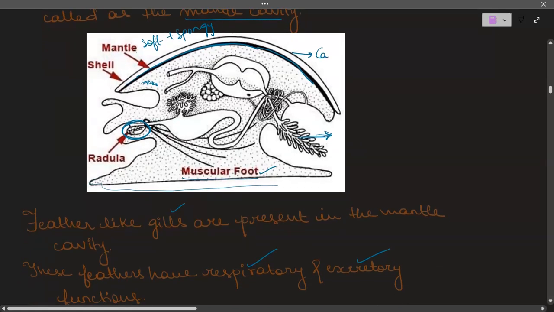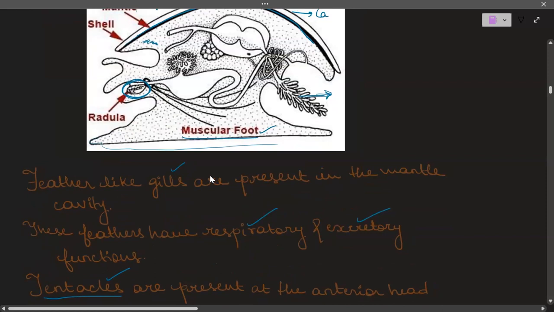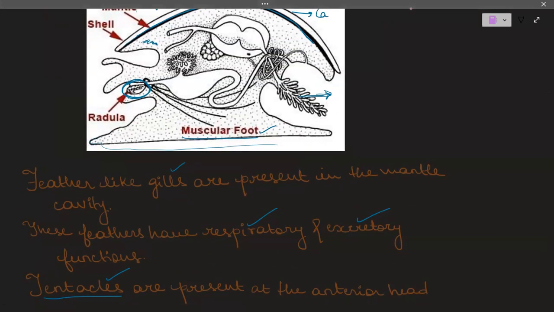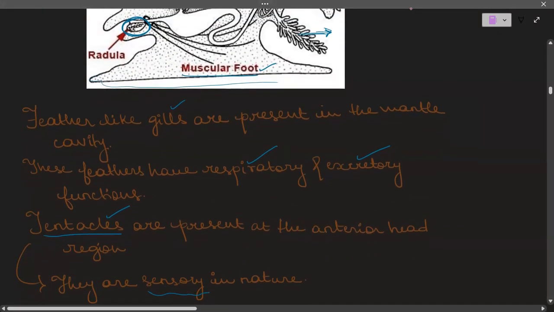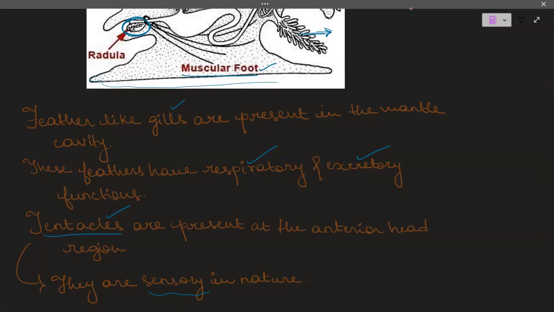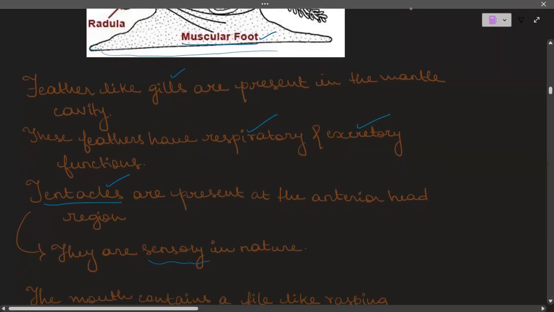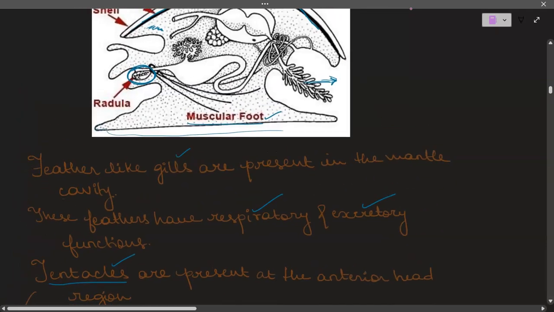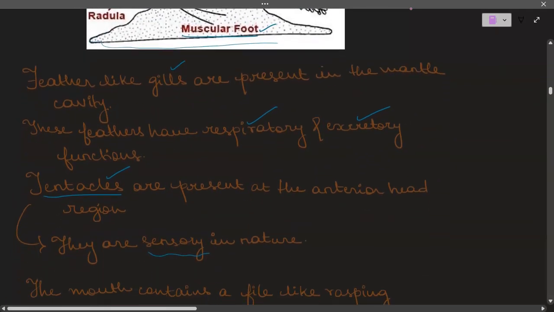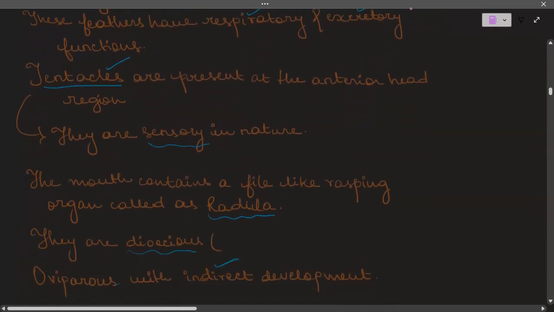Now, feather-like gills are present. The gills are feather-like, and they are responsible for both the respiratory and the excretory functions. Tentacles are also present on the top of the head, the anterior portion. The tentacles are sensory in nature. They help to sense the environment.